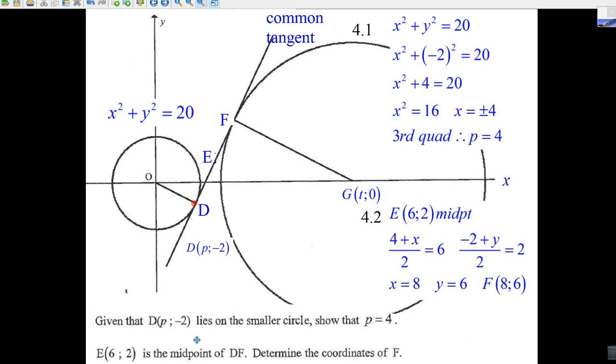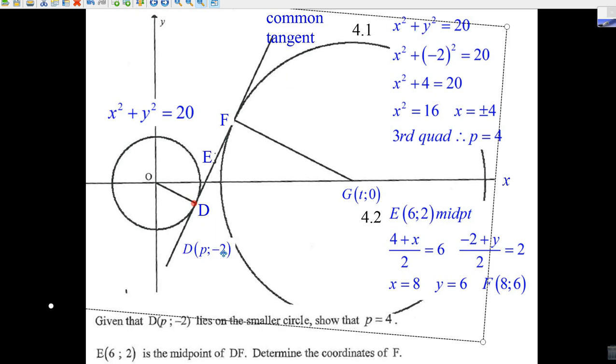And the first question says that there is a point D that lies on this little circle, but it's got a y coordinate of -2. What would the x coordinate be? Well, they give us the equation of the circle. They even tell us that, so it's x squared plus y squared equals 20, or r squared. We're looking at the radius there. All we have to do is take this equation. They're telling us that the y coordinate's -2, so we just put it in.